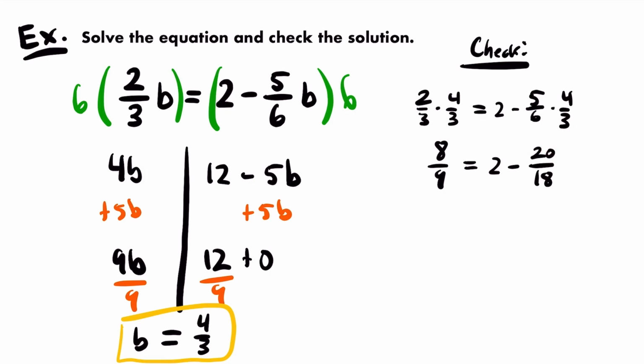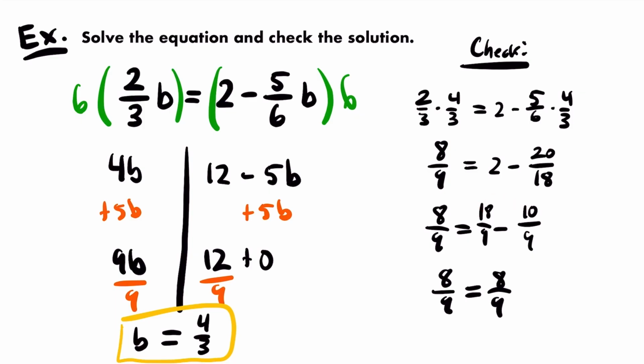Both 20 and 18 are divisible by 2, so what we get is 8/9 is equal to 2 minus 10 divided by 9, right? 20 divided by 2 is 10, 18 divided by 2 is 9. And then to simplify this, we need to express 2 in terms of ninths, which would be 18 divided by 9, right? 18 divided by 9 is 2. So I'm just going to rewrite that here. 2 would be the same as 18 divided by 9. And so now we have a common denominator. 18 minus 10 is 8. So we get 8/9 is equal to 8/9. Both sides of the equation are the same number, and so our solution is correct. b equals 4/3 is the solution to this equation.